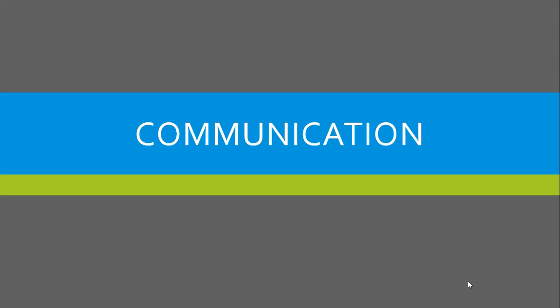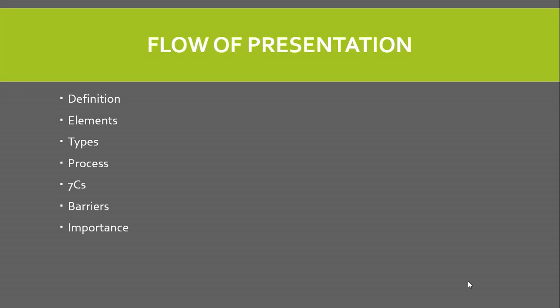So, let's go through the agenda for today. Firstly, I will explain the meaning of communication, what all elements are included for communication to happen, what all types of communication can be used to deliver our message, what is the process to communicate, the important 7 Cs of communication, what are the barriers that we face while communicating, and importance of communication. Let us start with definition.